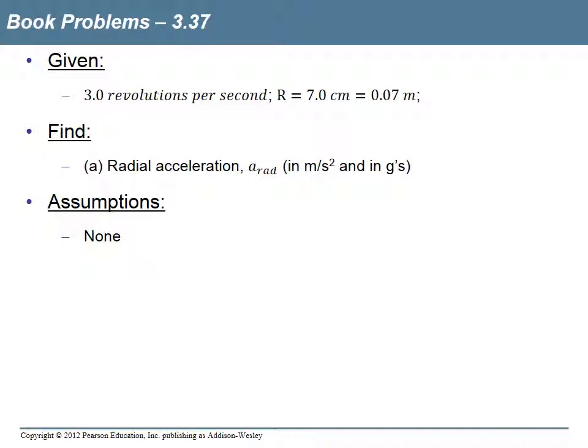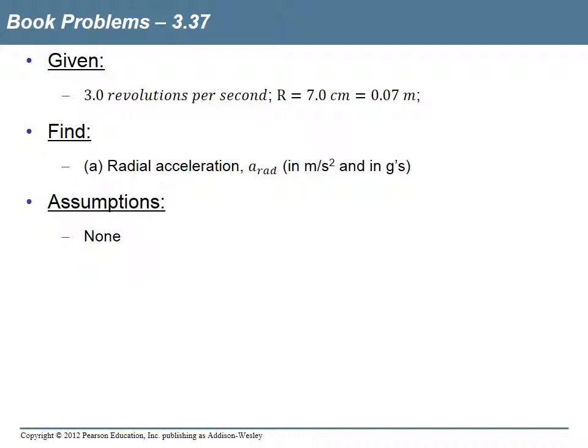What are we looking to find? Well, they want us to find the radial acceleration, also known as the centripetal acceleration. They want us to find it in both meters per second squared and in G's. So when we're solving this, we find it in meters per second squared, and then 1 G is 9.8 meters per second squared. So if I get an answer of 9.8 meters per second squared, that's 1 G.